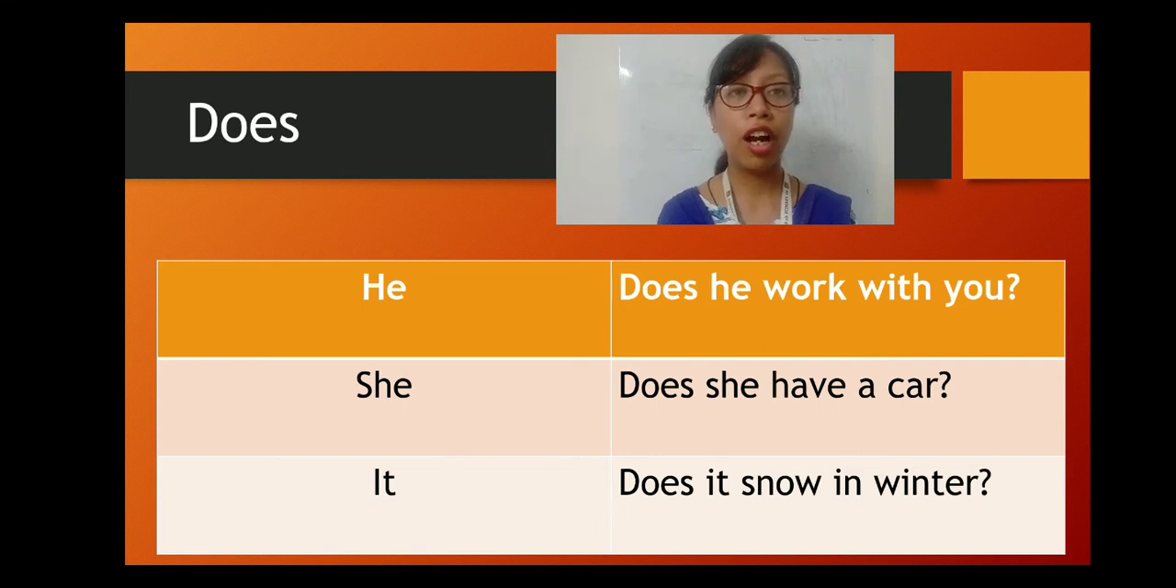So here we are asking questions because we only have to reply with yes or no, because these are yes or no questions. So I am going to repeat it. He: does he walk with you? We can reply yes or no. She: does she have a car? Yes, she has a car, right? It: does it snow in winter? We don't know whether winter is male or female. That's why we are using it here.